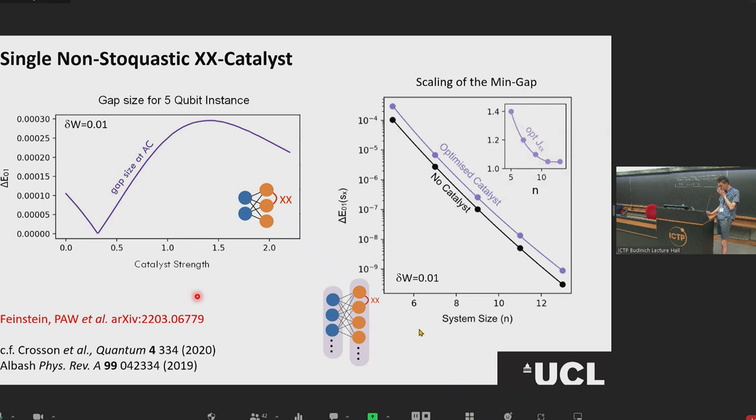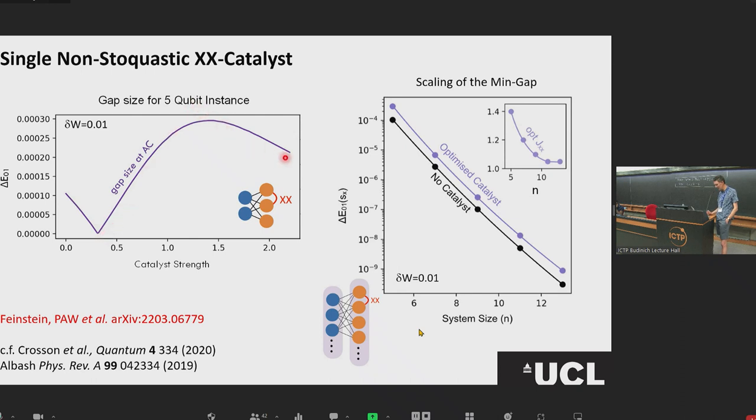Okay, quite a lot going on in this slide, so we'll start in the top left. This is the gap between the ground state and the first excited state as a function of the strength of this non-stochastic catalyst. Again, it's a single non-stochastic catalyst. First thing we see is it's non-monotonic. As you start increasing the catalyst, it looks like bad news. The gap size decreases, and then starts increasing and then goes down again.